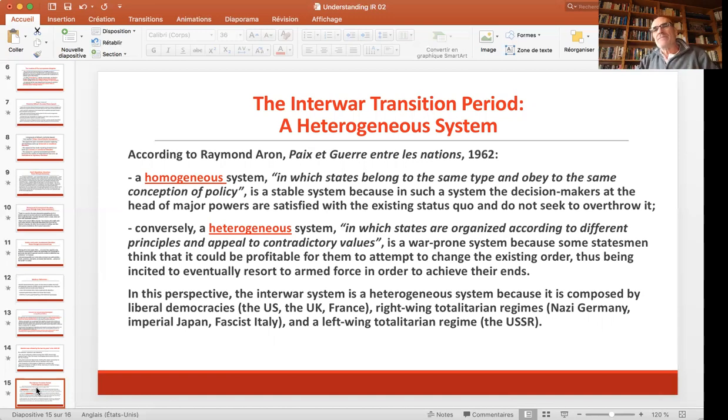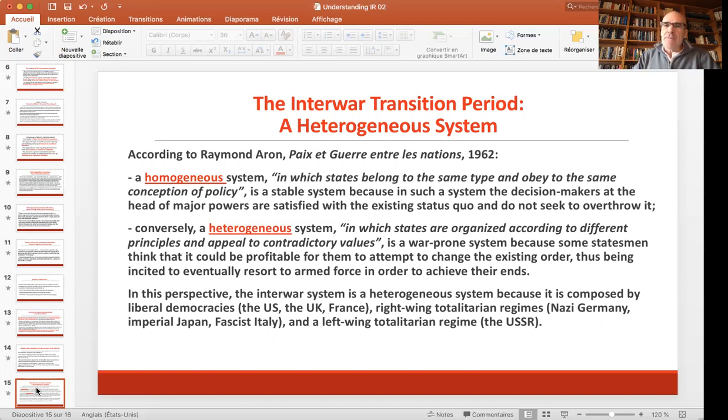wars break out, because all the major powers are somehow satisfied with the existing order, with the existing status quo. They do not try to overthrow, to get rid of, to put an end to the existing system. Why? Because they share more or less the same values. They agree upon the same principles. And according to Aron, this had been the case during the 19th century.